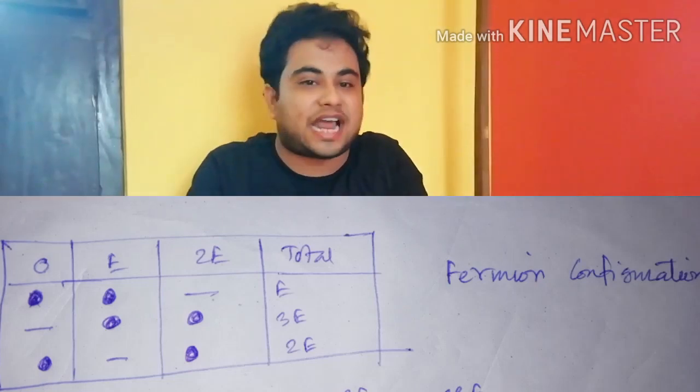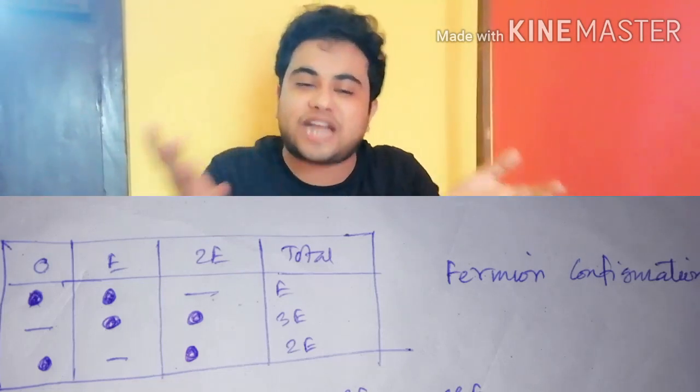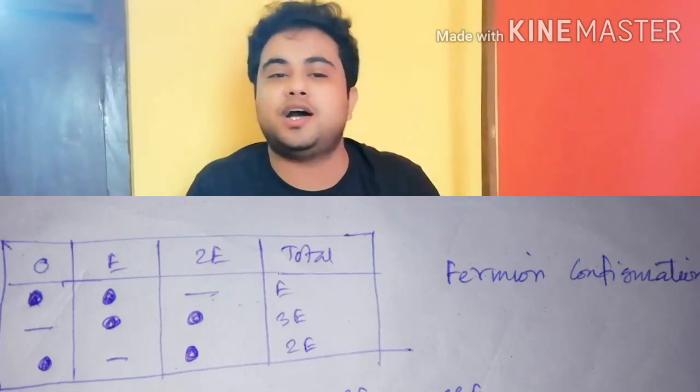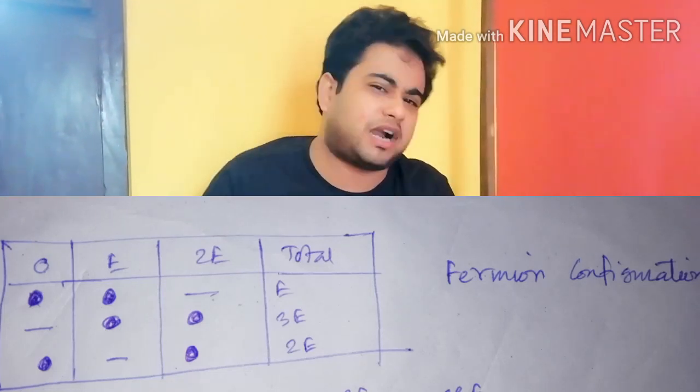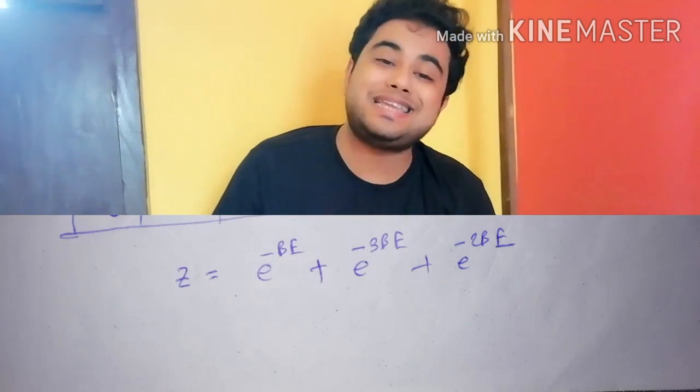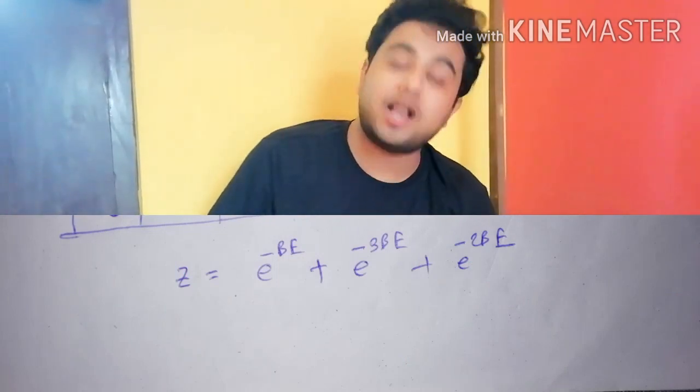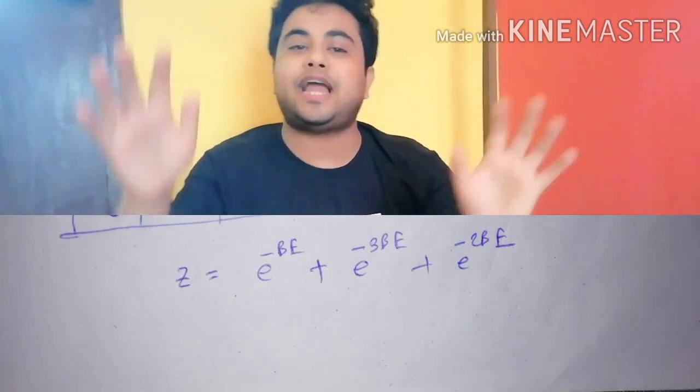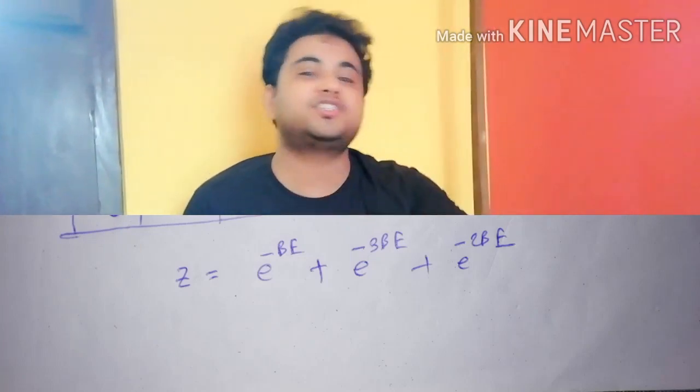If you understand this chart, naturally the remaining portion is to find the partition function, and that will be equal to exponential minus beta E plus exponential minus beta 3E and exponential minus beta 2E. That will be the partition function for this system if it is fermionic in nature.